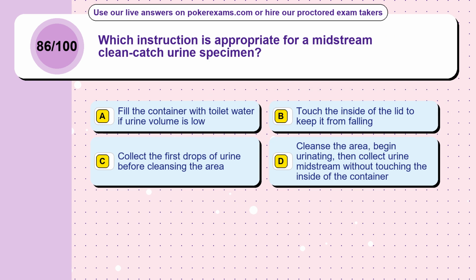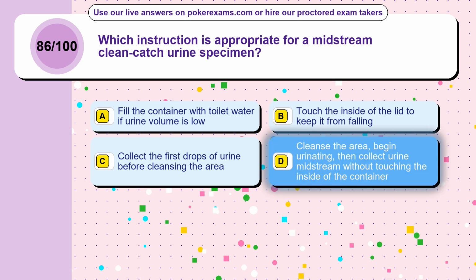Question 86. Which instruction is appropriate for a midstream clean catch urine specimen? Option A. Fill the container with toilet water if urine volume is low. Option B. Touch the inside of the lid to keep it from falling. Option C. Collect the first drops of urine before cleansing the area. Option D. Cleanse the area, begin urinating, then collect urine midstream without touching the inside of the container.